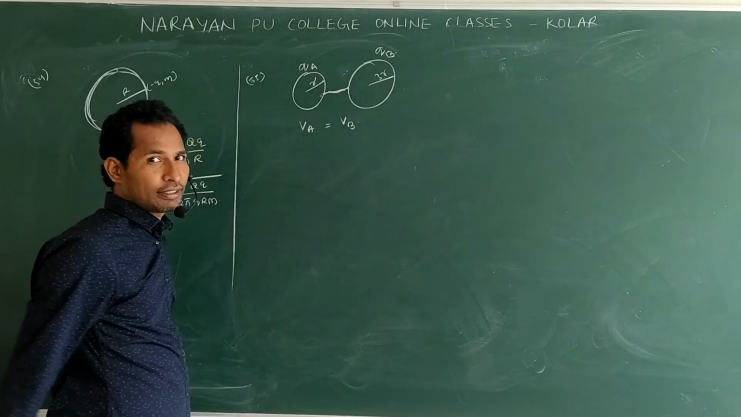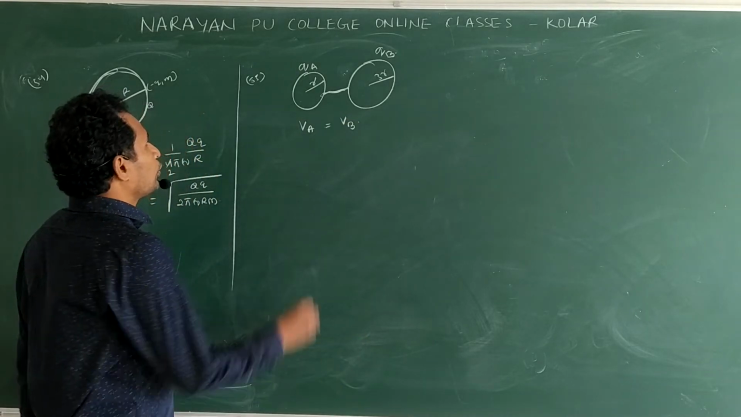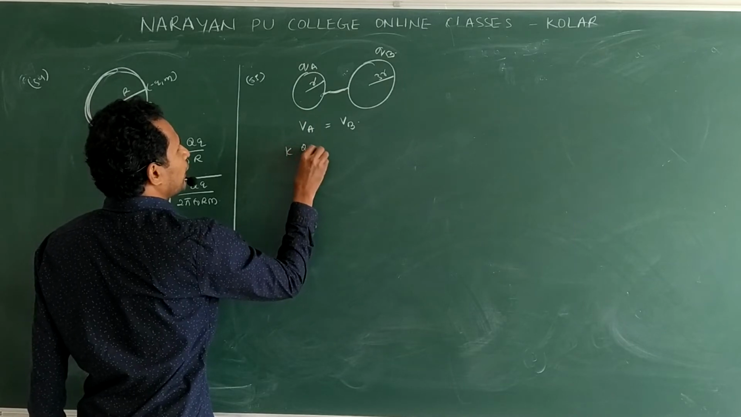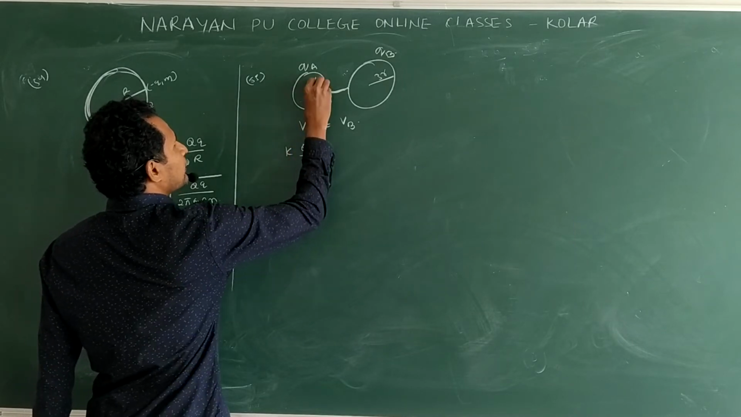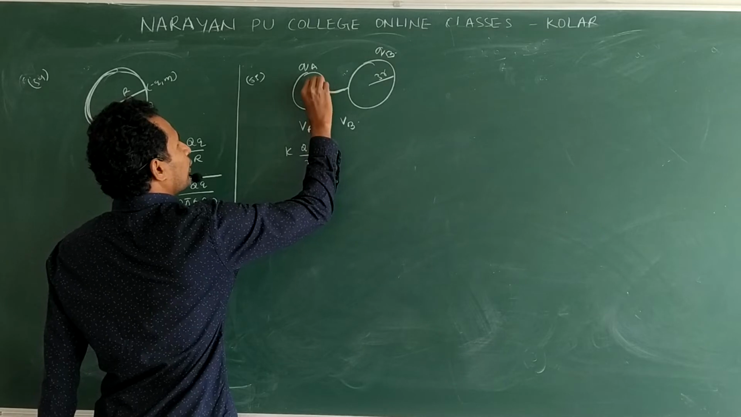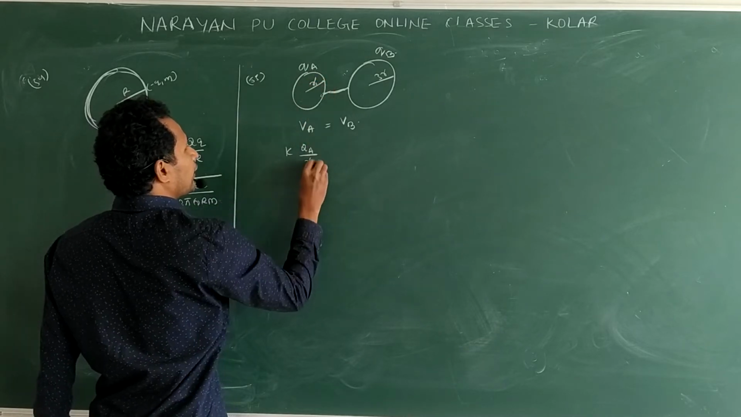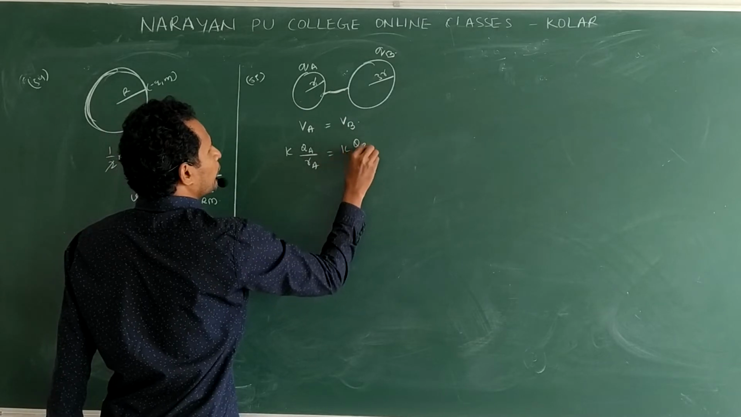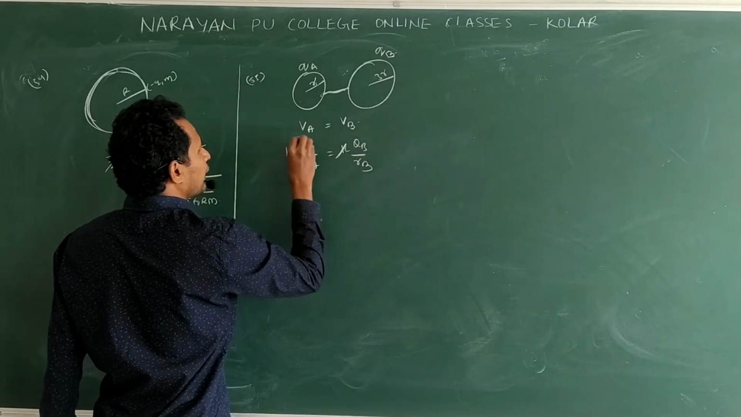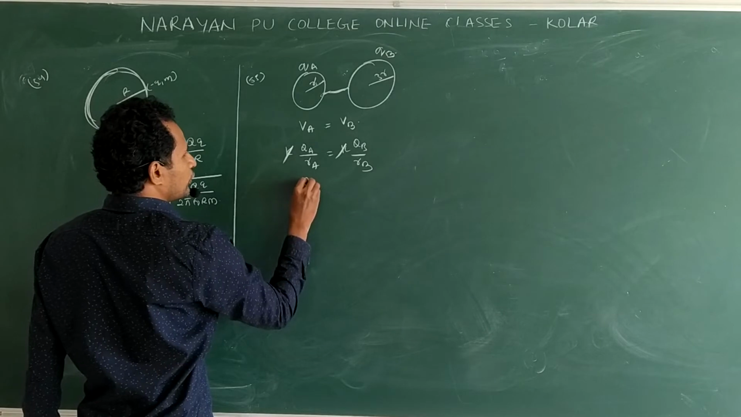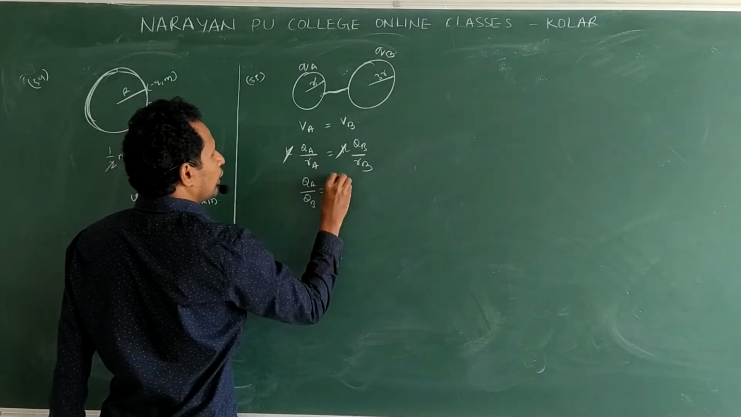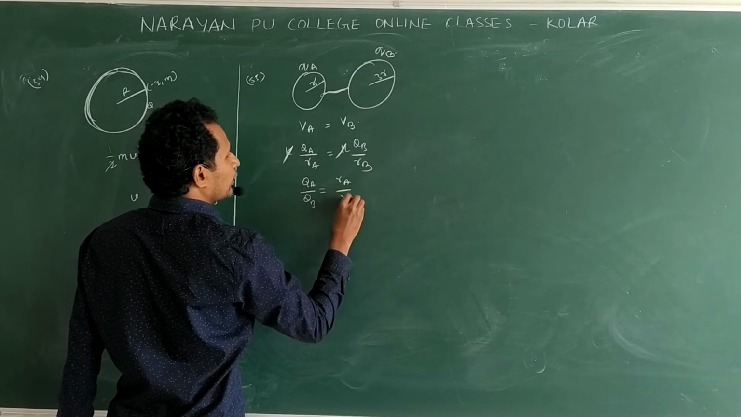It is just like a water level. Clear? Now, how do we write? This is K into Q A by R. Let us say this is R. You consider this as RA is equal to K into QB by RB. K cancels. So this is QA by QB is equal to RA by RB.